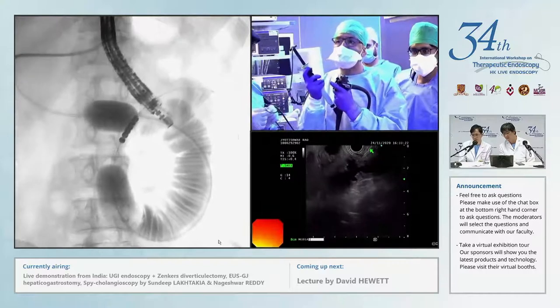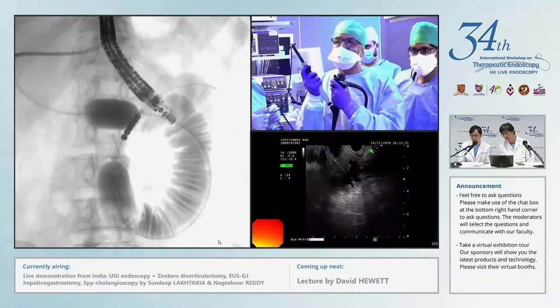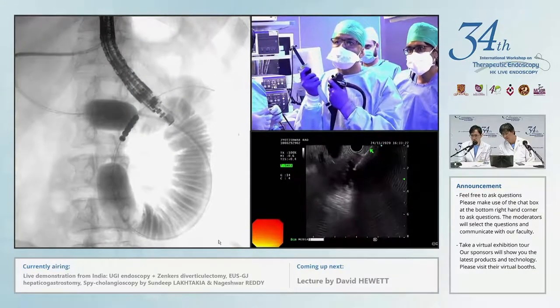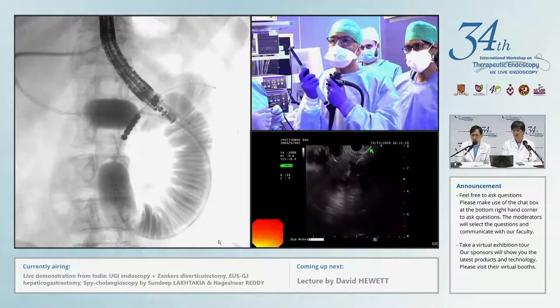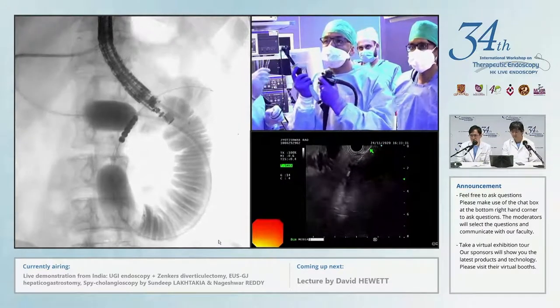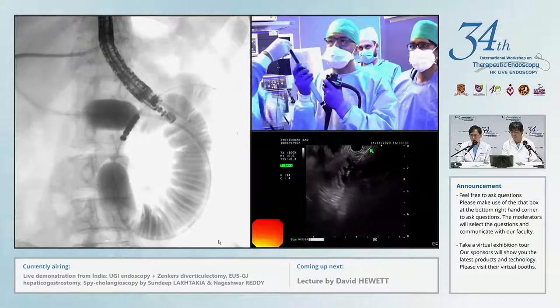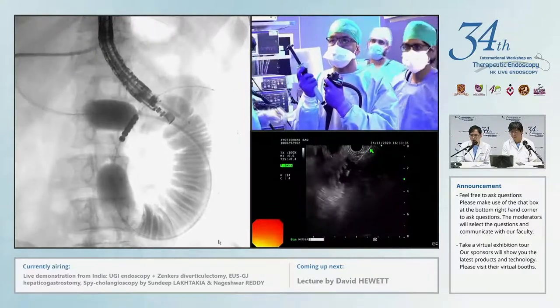Just give me a moment. I think this is the most crucial step. Yeah, okay. Very nice. I'm in now. Yes, very nice. So now we are removing the cautery.